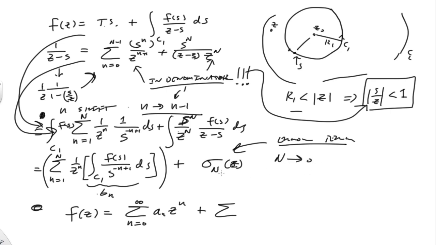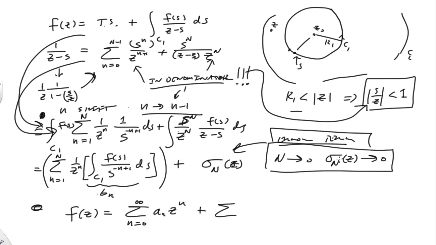We can prove that, of course, sigma n of z goes to 0. I'm going to leave that out. I think it's a very similar argument to what we've seen for Taylor series. We don't need to do another one of those. It'd be repetitive. I'd rather move on.